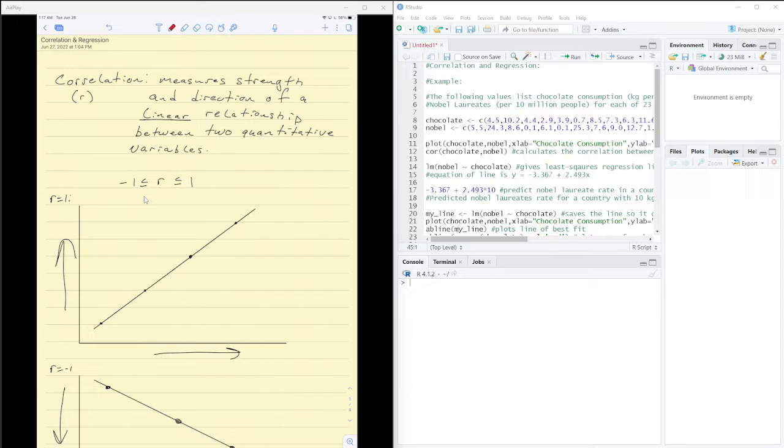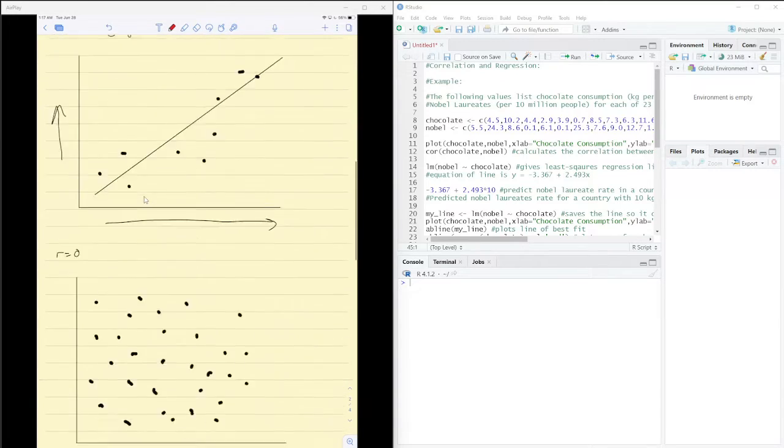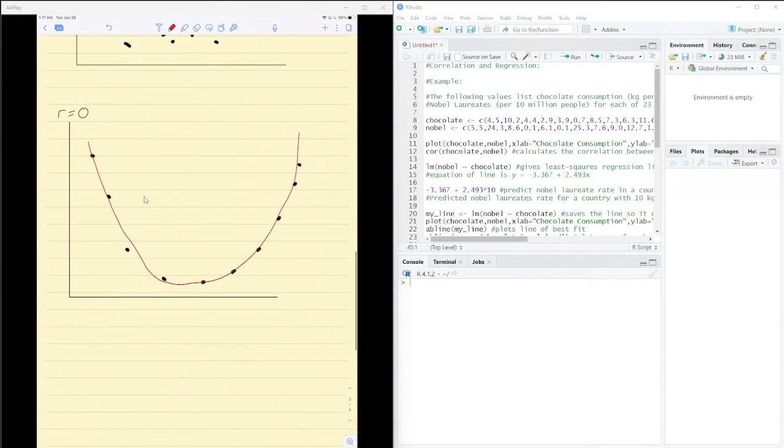So even if you have a correlation that is 0 or very close to 0, that doesn't necessarily mean there's no relationship between the variables. It just means there's no linear relationship. There's no relationship by drawing a straight line. So even though two variables could have 0 correlation, there still could be a relationship, just not a linear relationship.